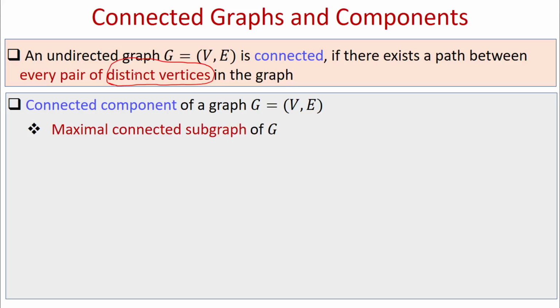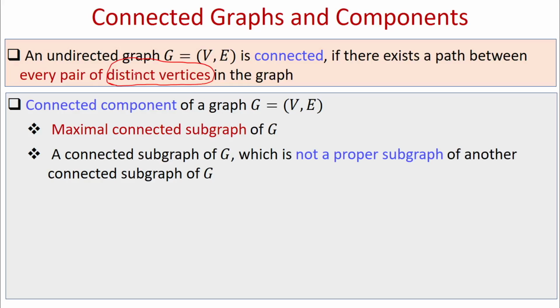A connected component of a graph is the maximal connected subgraph of the graph. What does the maximal connected subgraph mean? Well, it is a connected subgraph of the graph G, and it is maximal in the sense that it cannot be further extended. What does that mean? What does it mean that I can't further extend that connected subgraph?